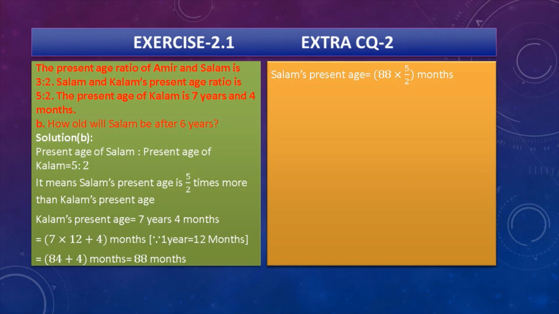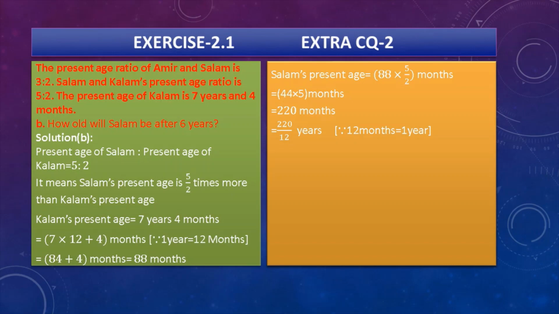Now Salam's present age is from this line, my dear students. You can see it means Salam's present age is 5/2 times more than Kalam's present age. So from this line we can say Salam's present age is 88 multiplied by 5/2 months. If we reduce 88 by 2, we get 44 multiplied by 5, and that is 220 months, my dear students. That is Salam's present age.